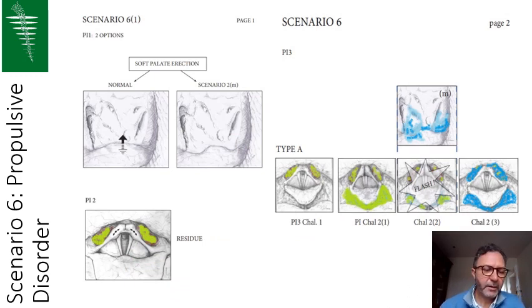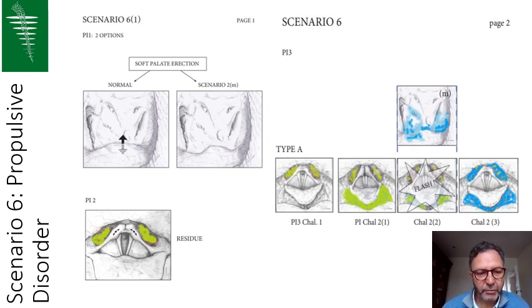Let's move now towards scenario 6, which is the scenario translating propulsive disorder, which is a very frequent disorder, especially for neuromuscular disease patients. What you're going to have here at point of interest number 1, you might have two options: whether a normal motion of the soft palate or an incomplete motion of the soft palate, which happens from time to time, especially in neuromuscular patients. So you're going to code 2M because it's also a protective issue.